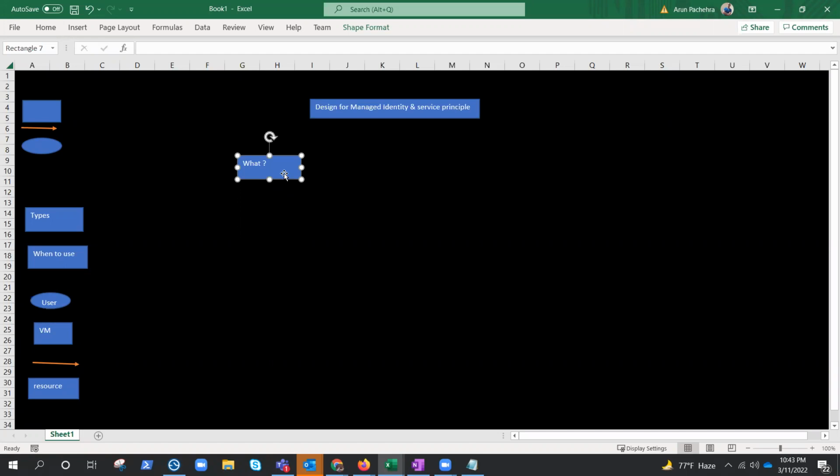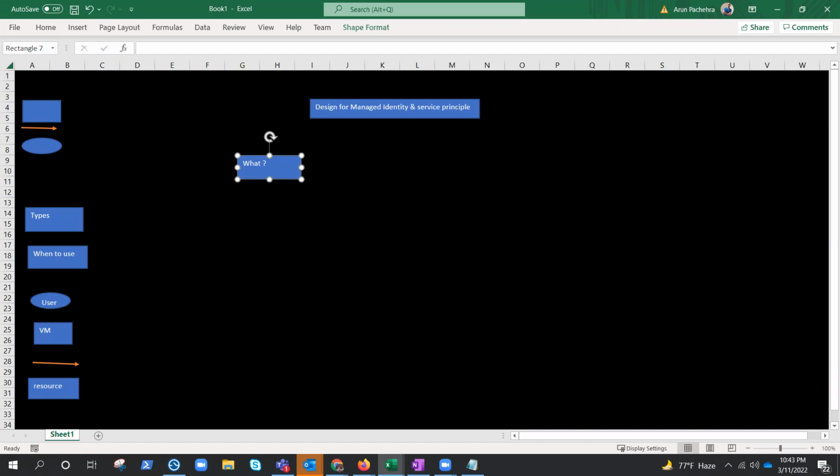All right, let's dig into it further and try to make more sense of it, and understand why we need it. If you grasp why we need it, you would definitely understand what it is. Then we'll understand the types of managed identities. Let's go with the application thing.